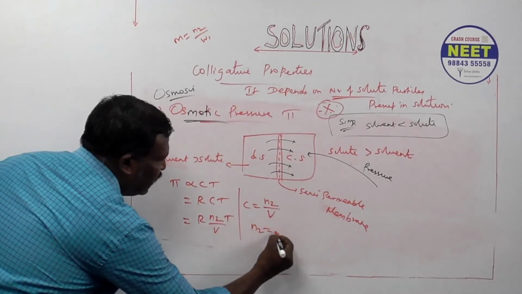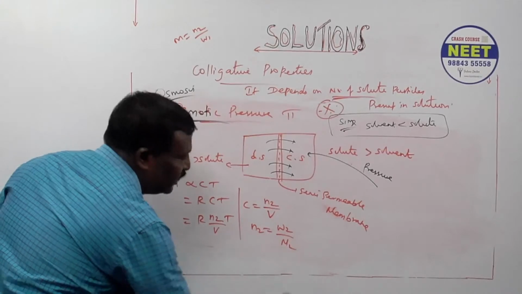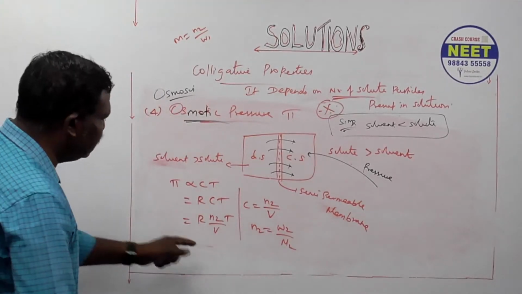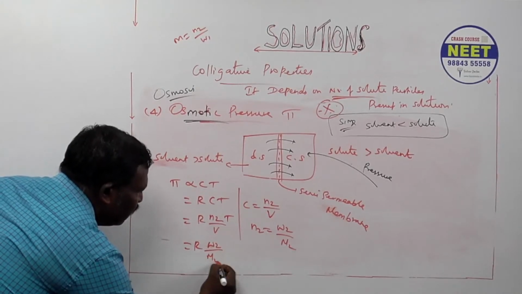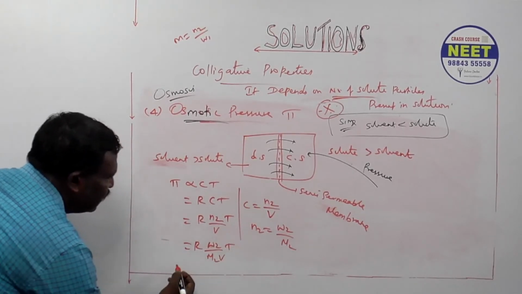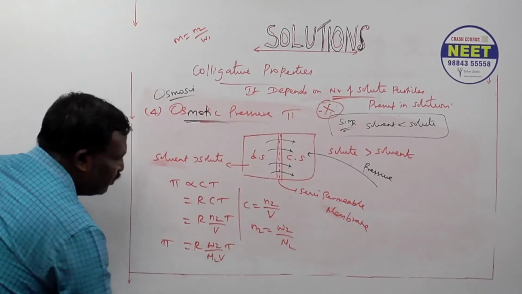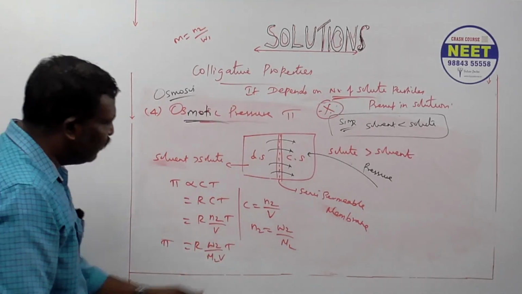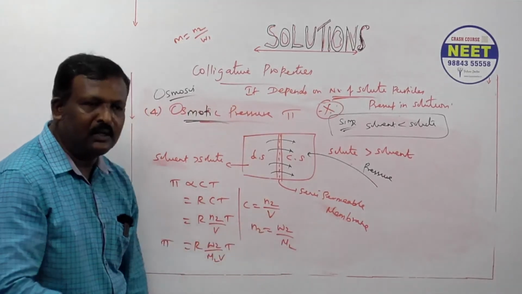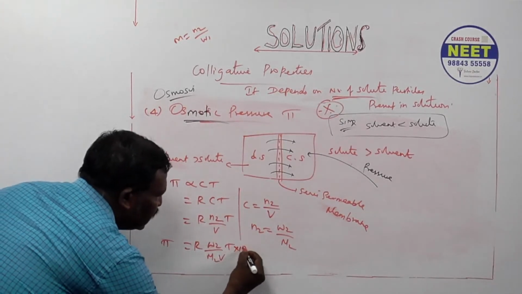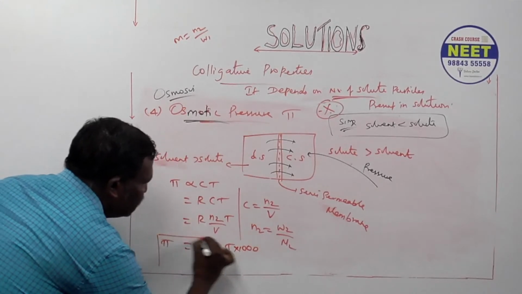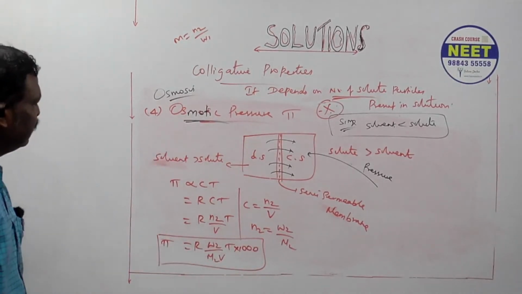So they substitute, that's all: n2 by V, T. What is the n2 formula? Usually we write W2 by M2. Then pi equals W2 by M2 into V, into R T. Then as usual, put 1000 in the numerator, with the volume of the solution in liters. That's a statement. So you always put 1000 in the numerator. This is a formula. Are you following? Yes, sir. Okay.